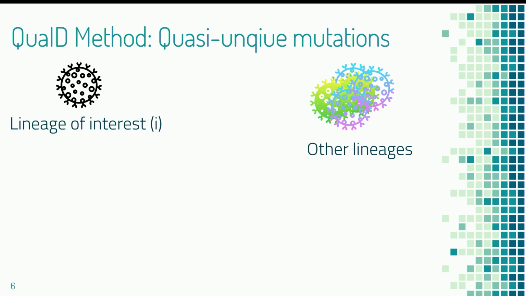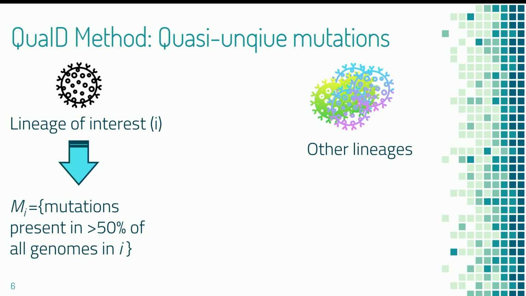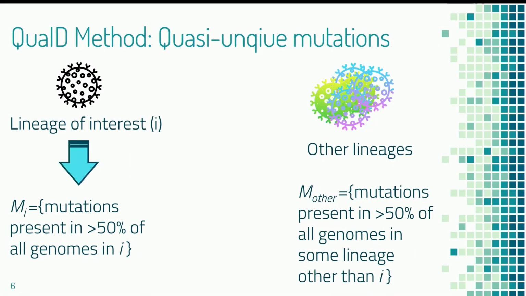Quasi-unique mutations are mutations that are meaningfully descriptive for a set of variants. We define them relatively simply. It's a mutation that is present in more than half of all the genomes in our lineage of interest, be it Omicron or something more specific like BA.2, or even more specific like EG.1. And it's not present in the majority of genomes of any other lineage. It's a very simple definition. You're basically picking mutations that are more likely to come from this lineage rather than any other lineage.